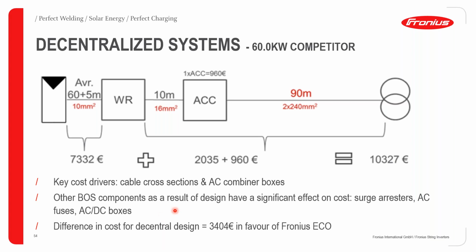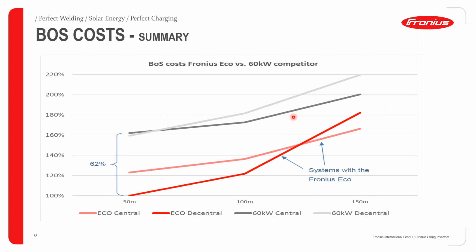And therefore, the difference between a decentralized system using a Fronius Echo 27 inverter arrangement and a 60 kilowatt competitor would give you about 3,400 euros as far as BOS costs are concerned in favor of Fronius Echo.